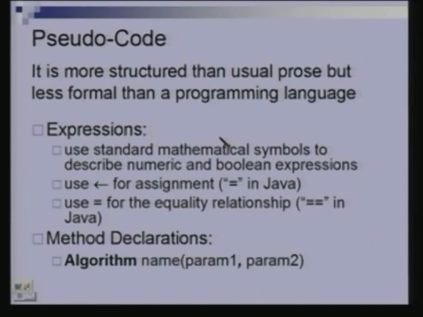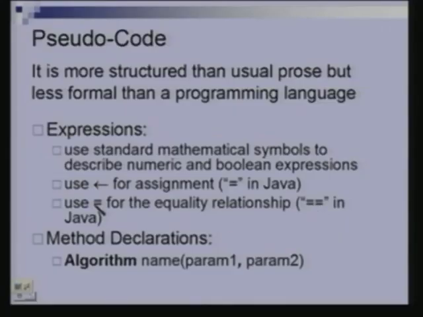And what will our pseudocode look like? We'll use standard numeric and Boolean expressions in it, right? Instead of the assignment operator, which is equal to in Java, I will use this left arrow. And instead of the equality relationship in Java, which is two equals, the same in C, I will use just a single equal. And I'll declare methods in this manner: name of the algorithm, and what are the parameters it takes.